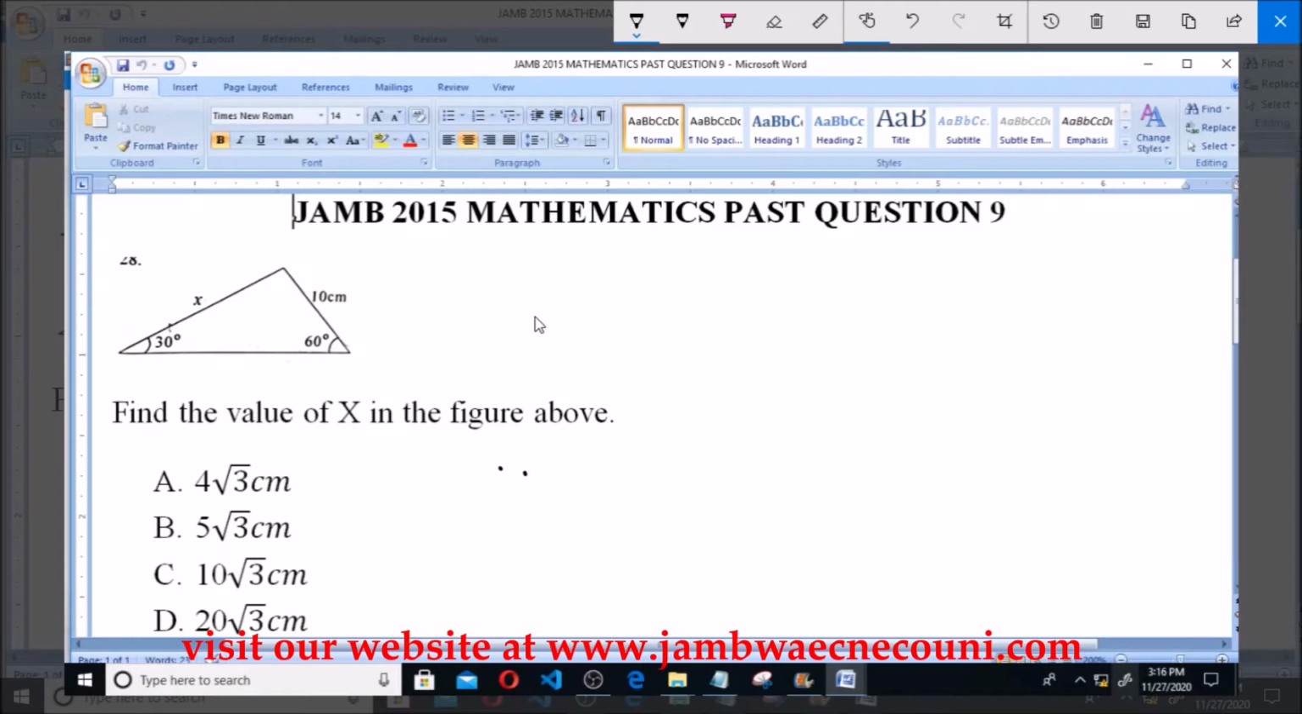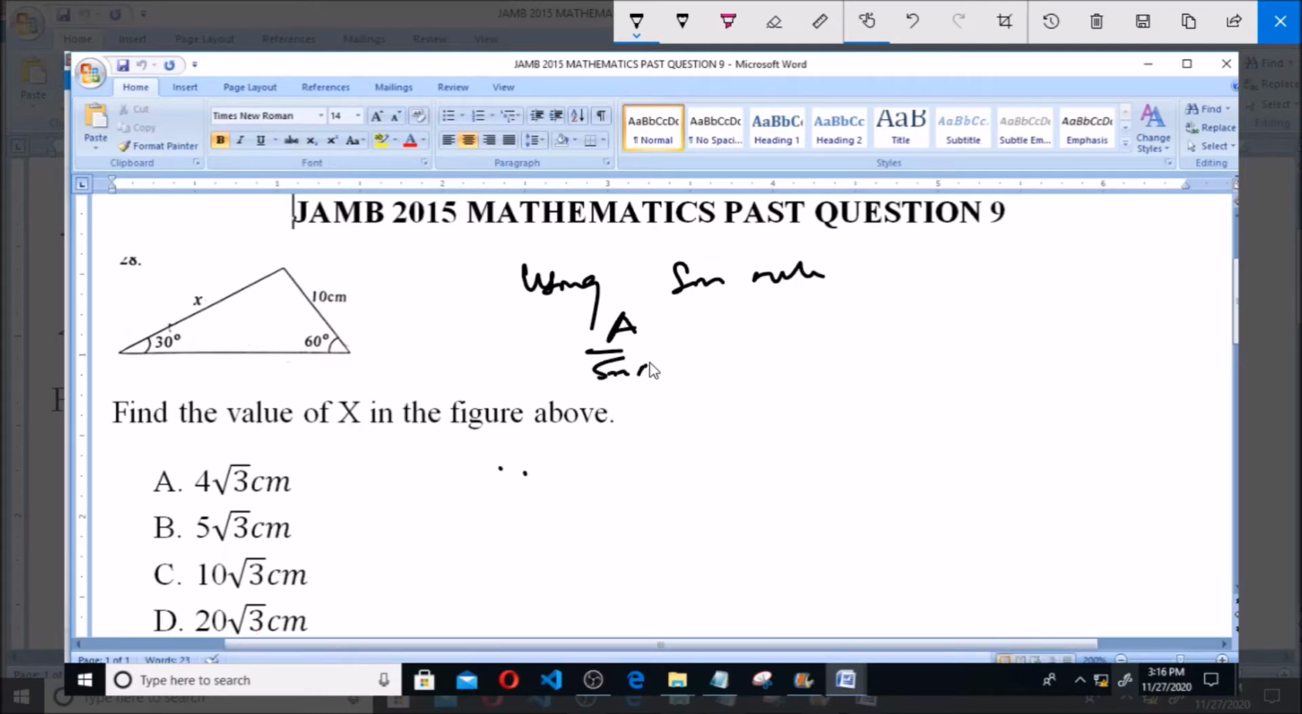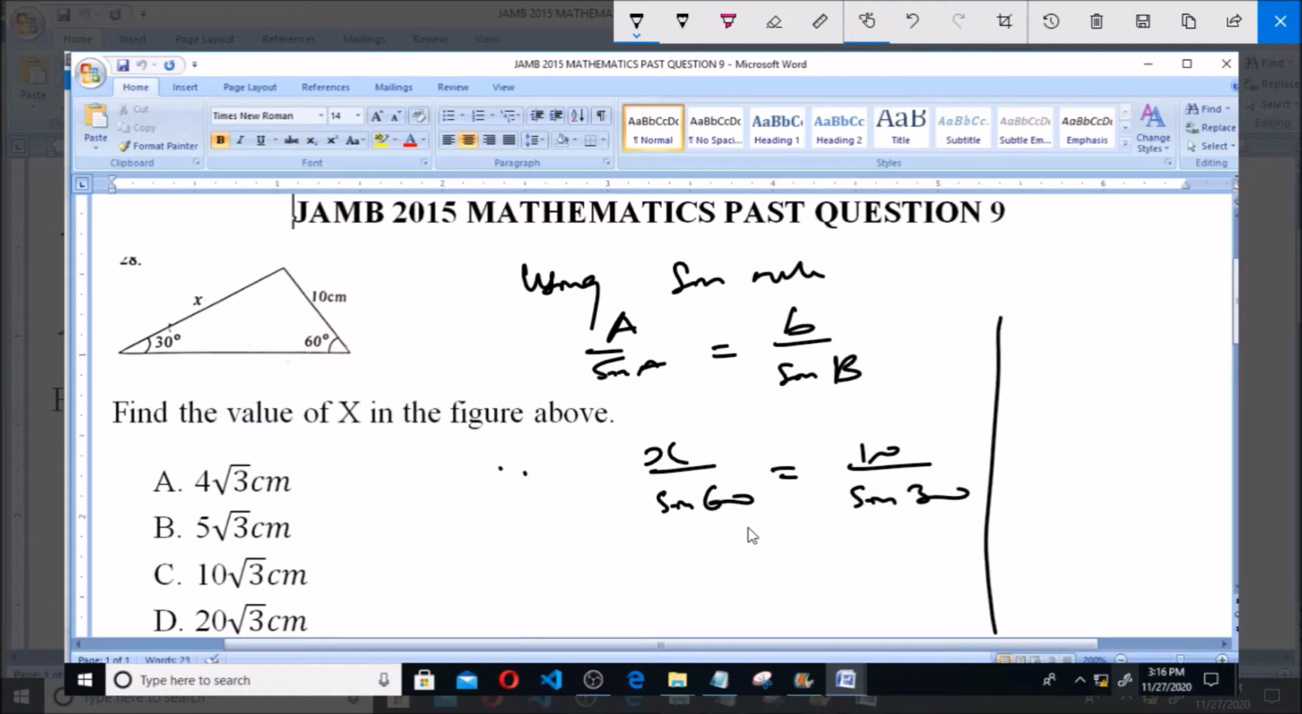Now to find the value of x, we're going to apply the sine rule. Now applying sine rule, which is that a over sine A is equal to b over sine B. Now we have x all over sine 60 is equal to 10 over sine 30. From here we can see that x all over sine 60, which is root 3 over 2, is equal to 10 all over sine 30, and sine 30 is 1 over 2.